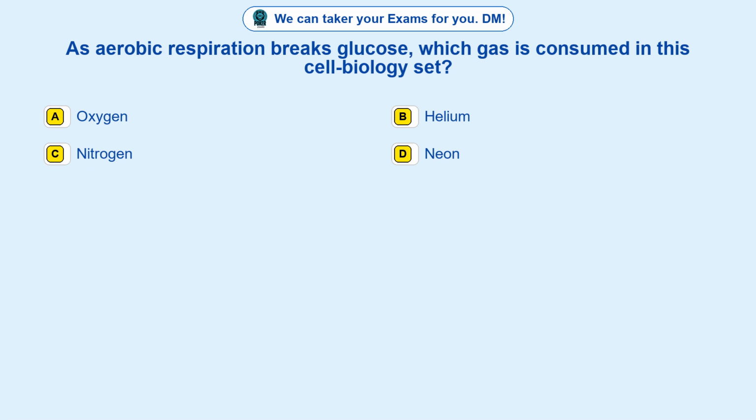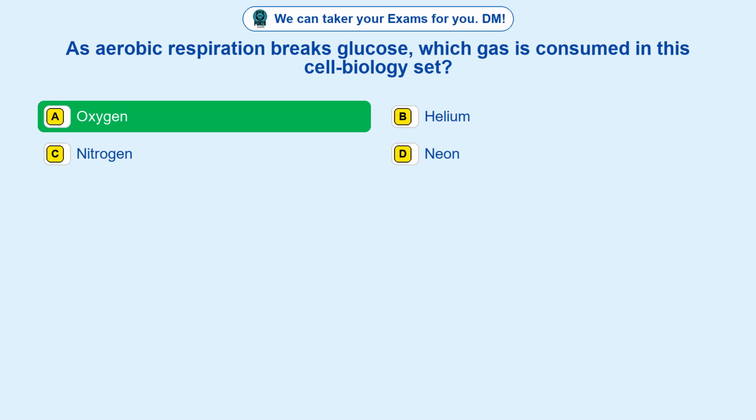Question 23. As aerobic respiration breaks glucose, which gas is consumed in this cell biology set? Option A, oxygen. Option B, helium. Option C, nitrogen. Option D, neon. The correct answer is option A, oxygen.